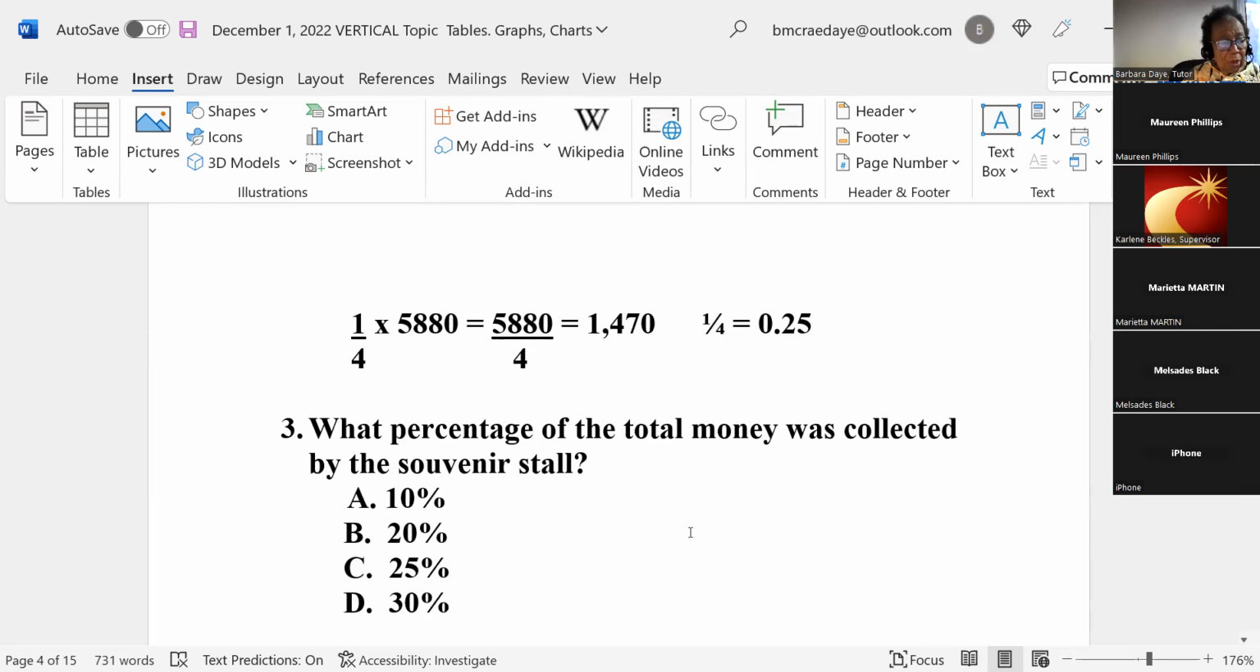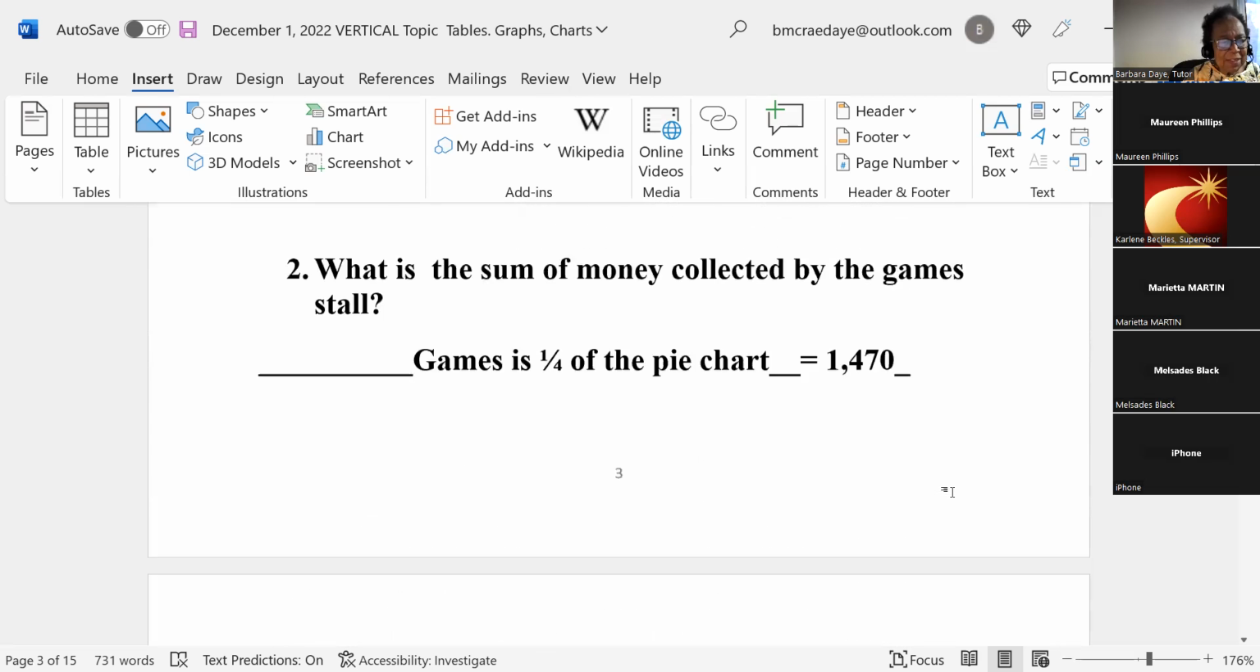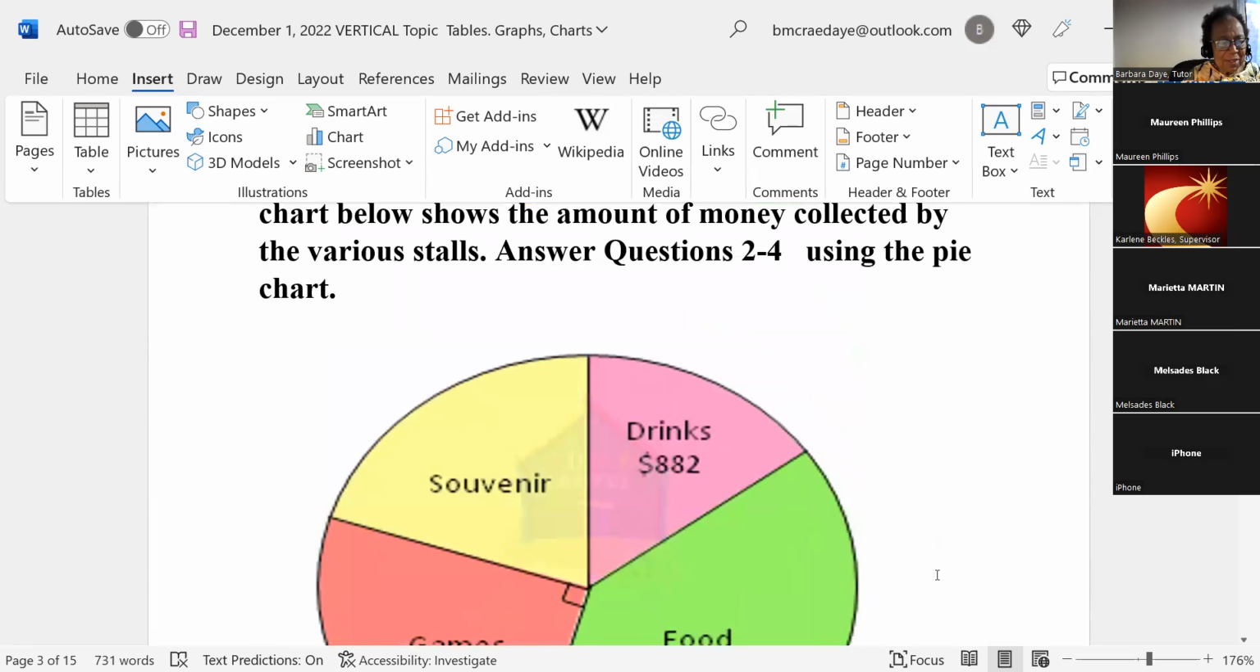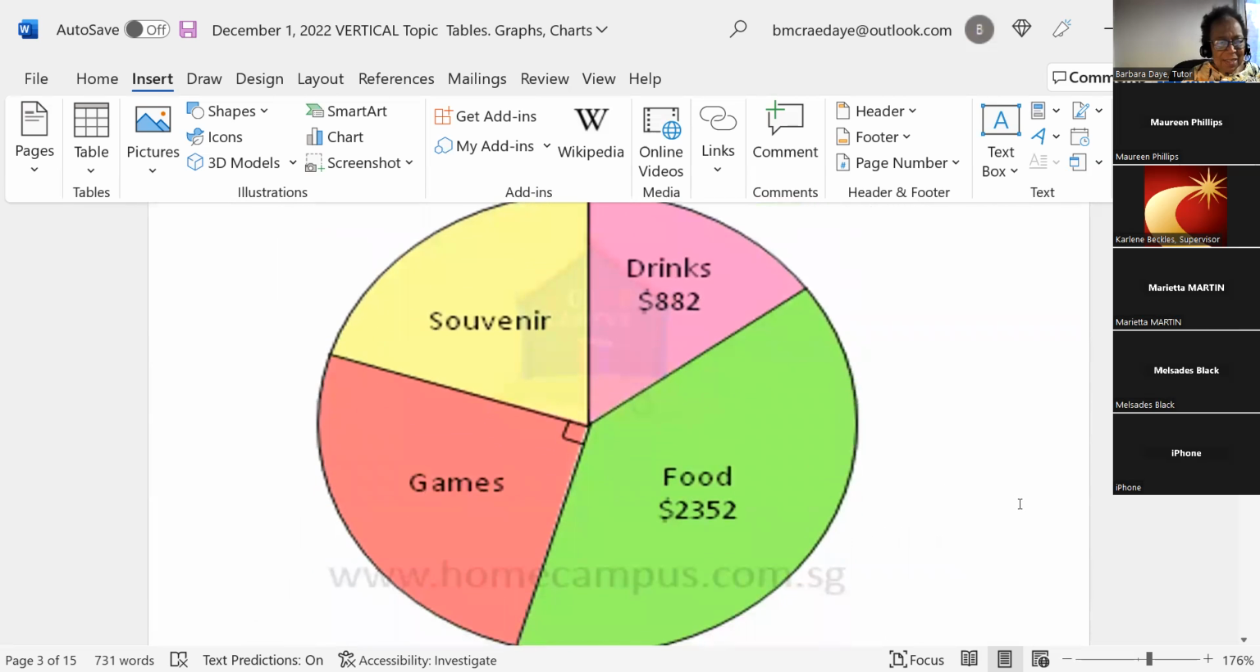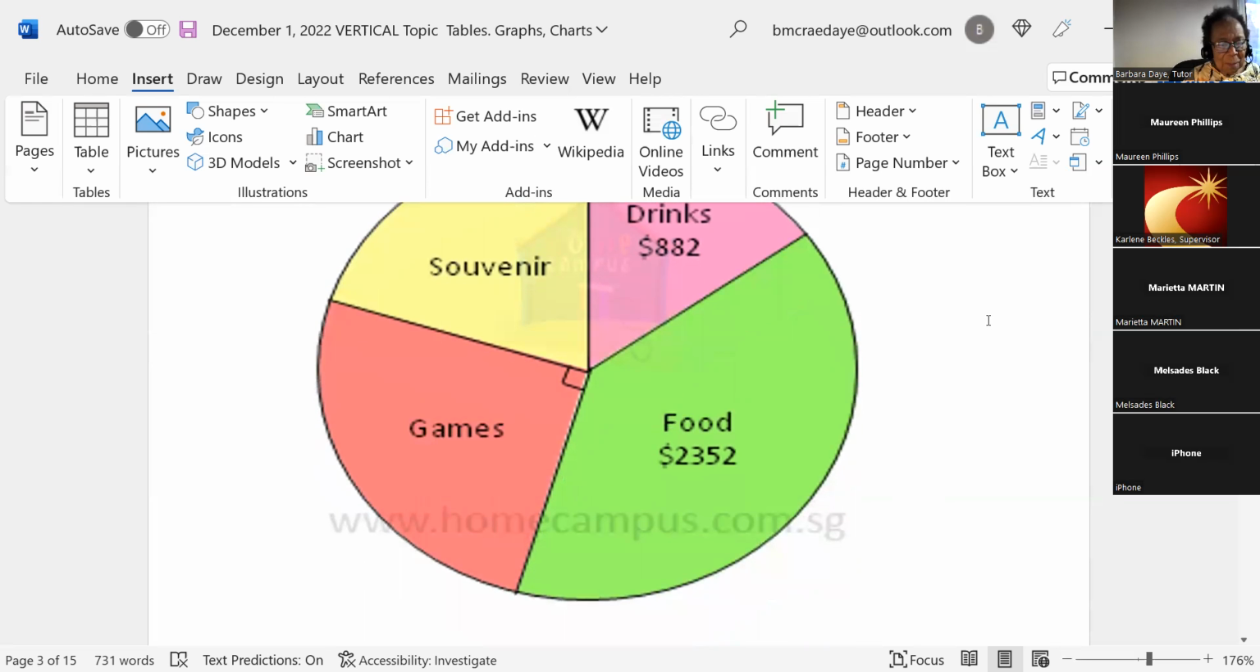Okay, let's look at number 3. What percentage of the total money was collected by the souvenir stall? That's this one. Does someone want to tell me in words how you would figure the souvenir amount? I tried to use 20% of 5880. Why 20%? I was just guessing because I couldn't figure it out. This is not a guess. Think about it. You know the games amount.